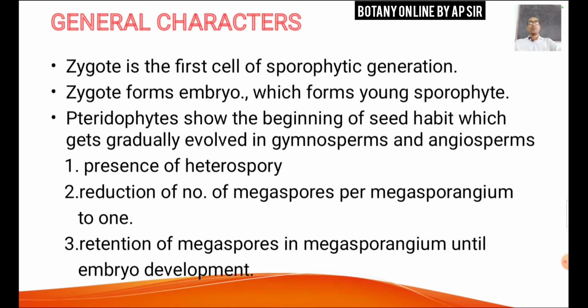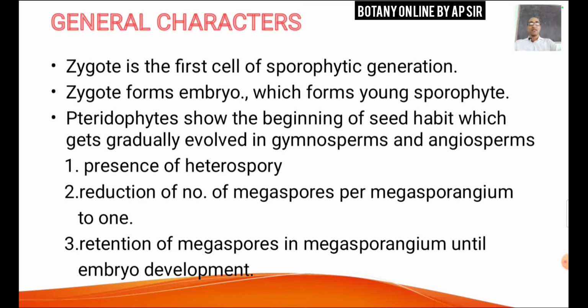You know that both the antherozoid as well as the egg are haploid in nature. Once they get fused, they form a diploid zygote, and it is the first cell of the sporophytic generation. So the diploid zygote is the first cell of the sporophytic generation. Got it? Now what is the function of this zygote?